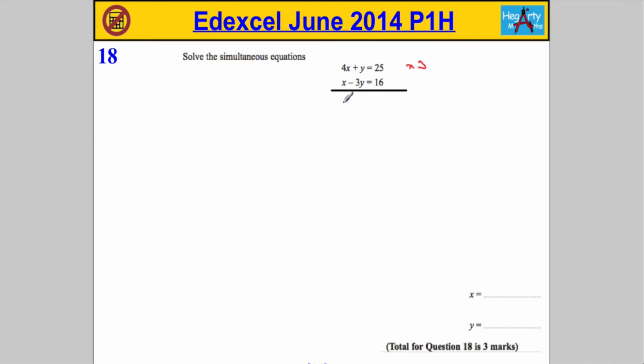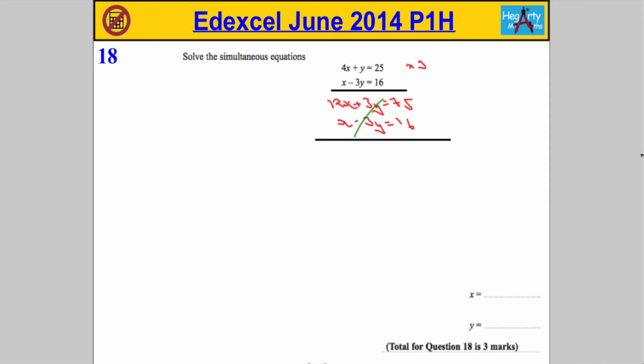So I'm going to times everything in that equation by 3 to get 12x plus 3y equals 75. I'm going to leave the bottom equation alone, so x minus 3y is still equal to 16. I'm going to draw another line underneath them, and what we're going to do is add these two equations, because if we add them, the 3y is going to cancel out with that negative 3y.